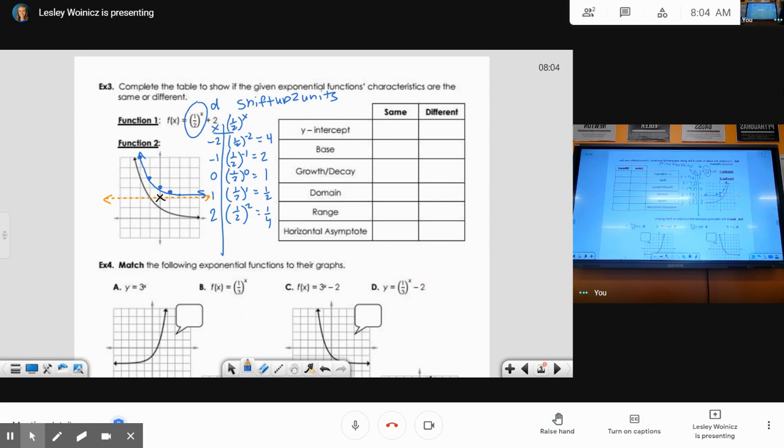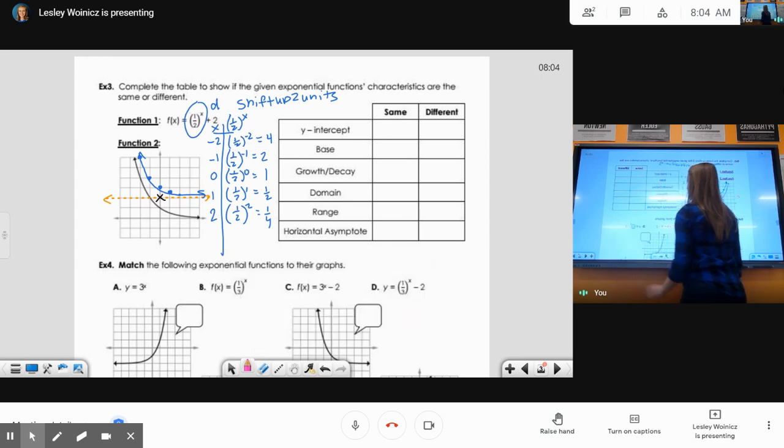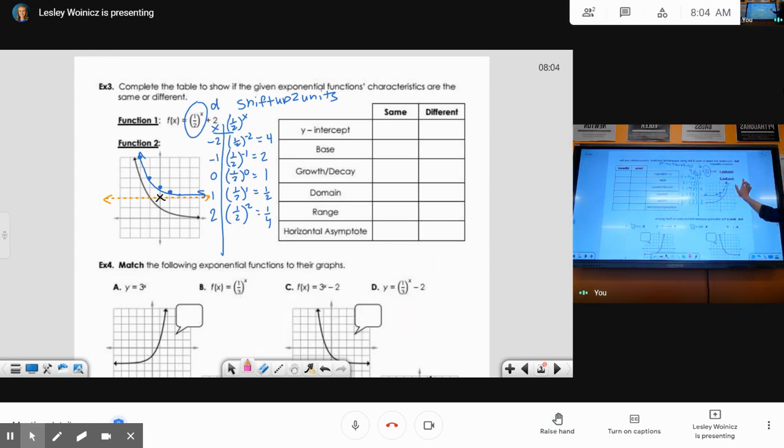So there's also some information that we need from the other graph. We need to know the base for the other graph, right? So for this original graph that was graphed, we can pick 2 pretty points. So I'm going to pick this one and this one.